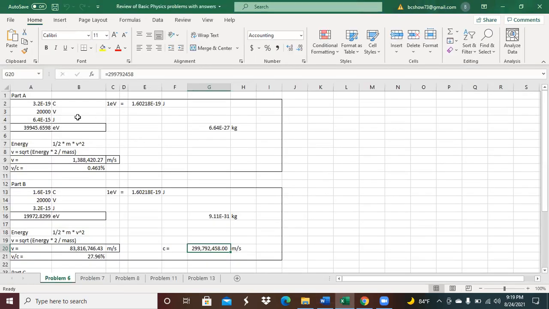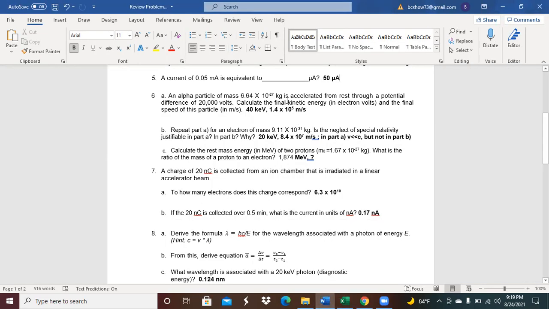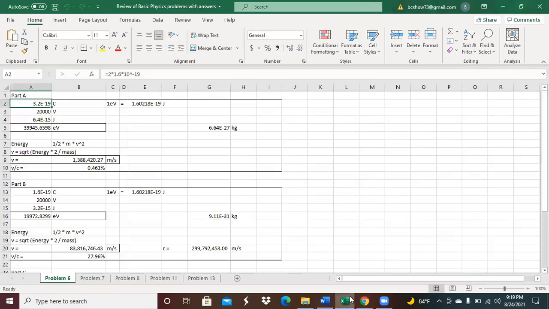All right. Since we're talking about an alpha particle, it's basically 2 protons and 2 neutrons. That's an alpha particle. So what's the charge on that? Well, the charge on that is basically going to be 1.6 times 10 to the minus 19th coulombs. Since we got 2 of them, I multiply it by 2.